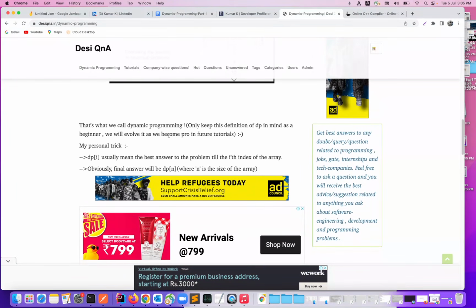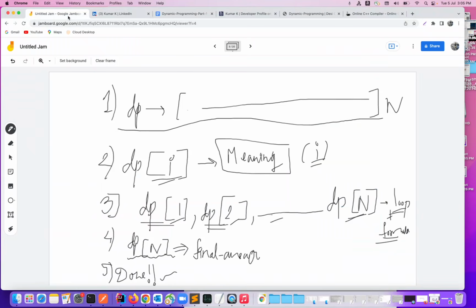So yes, the most important trick while solving a DP problem is what I have mentioned here very clearly. When a question is given to us, always declare an empty DP array of size n.